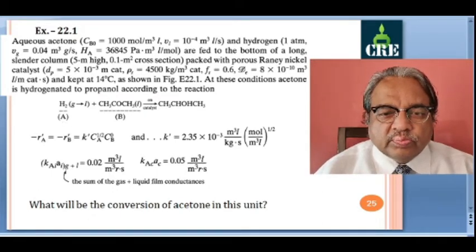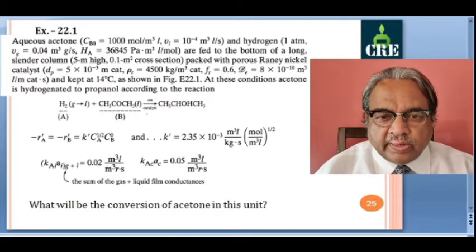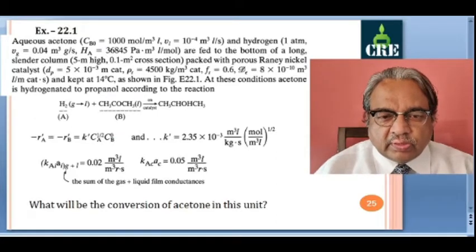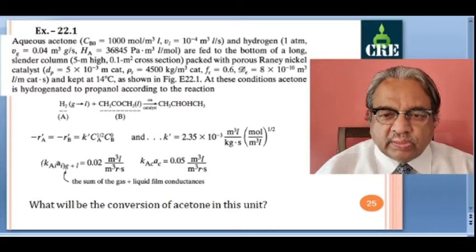So A plus B gives products. A is gas, B is liquid, and the reaction is taking place on the solid catalyst. The rate, minus Ra prime, which is based on weight of the solid, is equal to minus Rb prime, because the stoichiometry is 1:1, and is equal to k prime Ca raised to half, Cb raised to 0. So it is independent of Cb, zero order, and half order with respect to A. The k prime value is given as 2.35 into 10 raised to minus 3 in consistent units.